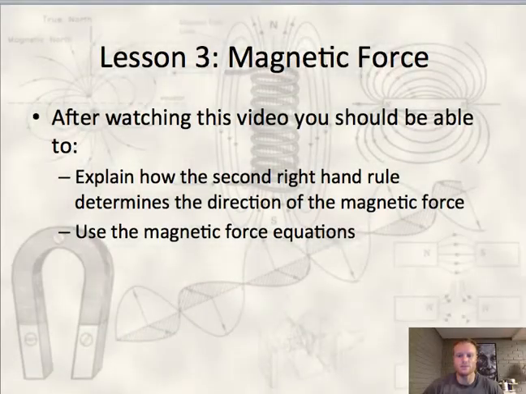In today's video, we'll be looking at magnetic force. After watching this video, you should be able to explain how the second right-hand rule determines the direction of the magnetic force and be able to use a new magnetic force equation that we'll be introducing today. So let's get right into the action.